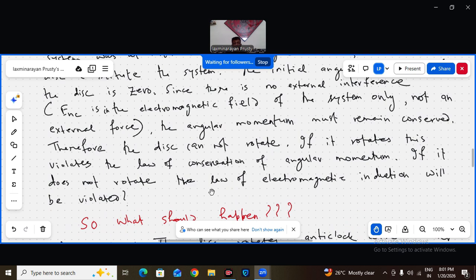If it does not rotate, the law of electromagnetic induction will be violated. Both laws: if you say it rotates, then the angular momentum conservation law is violated. If you say it does not rotate, then it will violate the law of electromagnetic induction.